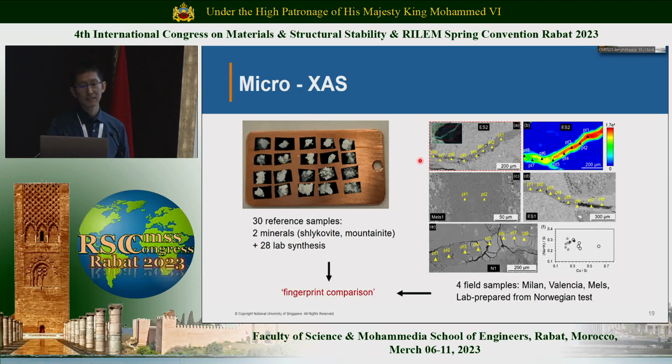So what we did is we collected ASR samples from a lot of real concrete affected by this ASR problem. They were collected throughout the whole of Europe. We also prepared reference samples that we synthesized in the laboratory, or collected from minerals, calcium potassium or calcium sodium silicate minerals whose crystal structure we know. And then we want to do this fingerprint comparison.